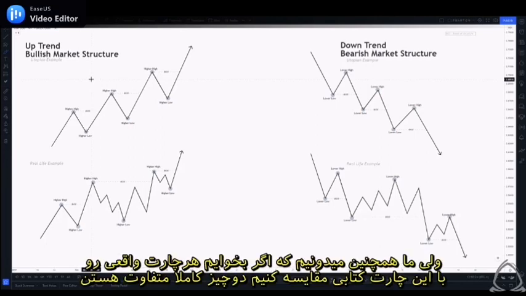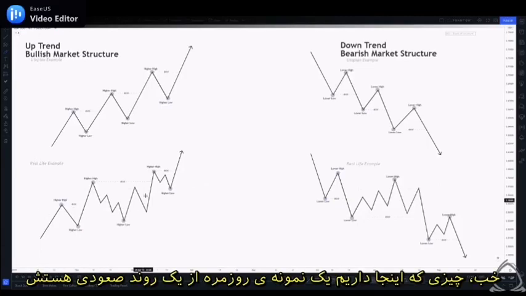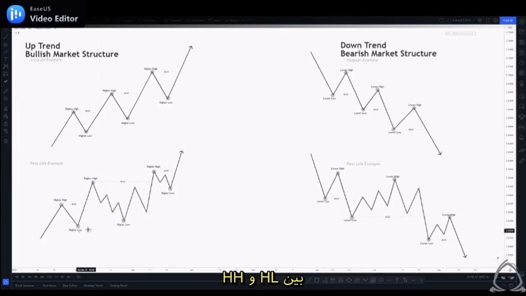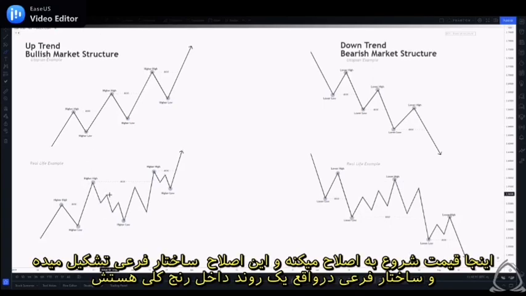But we also know that if we've looked at any price charts and tried to compare what we see in textbooks to what we see on the charts, those are two very different things. So what we have here is a more real life example of an uptrend. What we can see is we're still making higher highs and higher lows, but there's a little bit more noise or fluctuation in between the two ranges, so between the higher low and the higher high. And what we can see here is price begins to correct, and the correction ends up creating substructure.